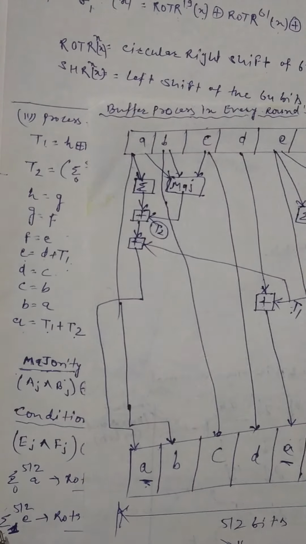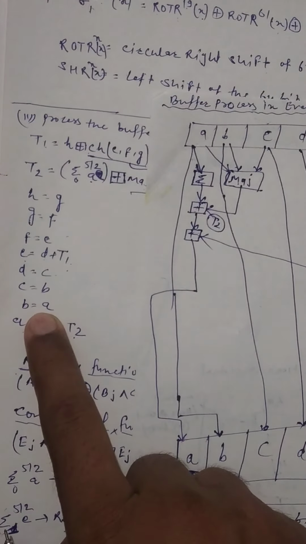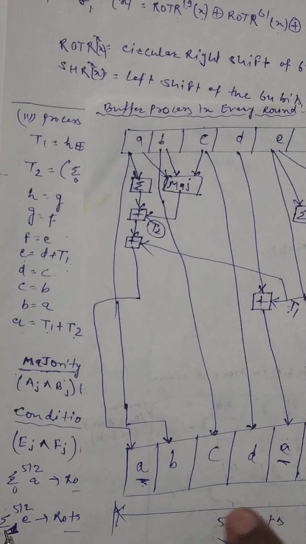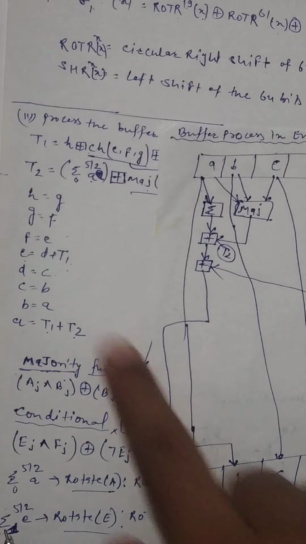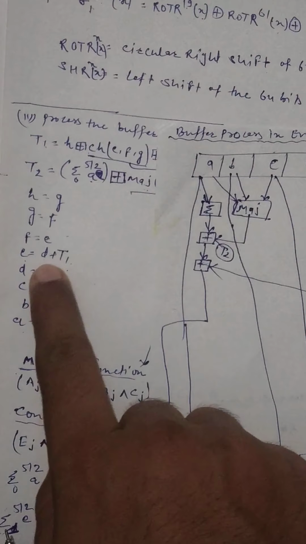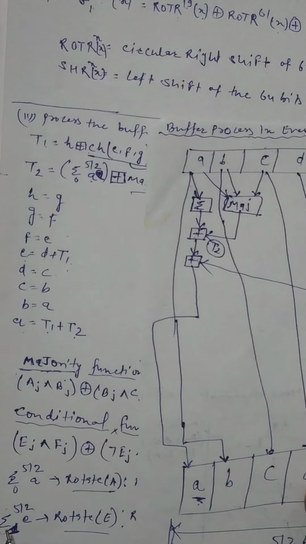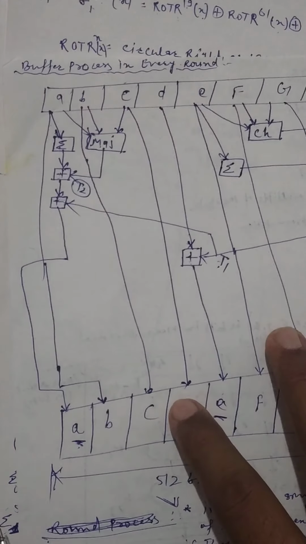So now A equal to T1 plus T2 we have calculated, and B equal to A. So as you can see, B equal to A. So this is the B, A's value we have directly stored here. Then C equal to B, D equal to C. So similarly we have taken, as we have seen, E equal to D plus T1, already we have calculated. So as per all these equations, we will insert their values in this diagram.